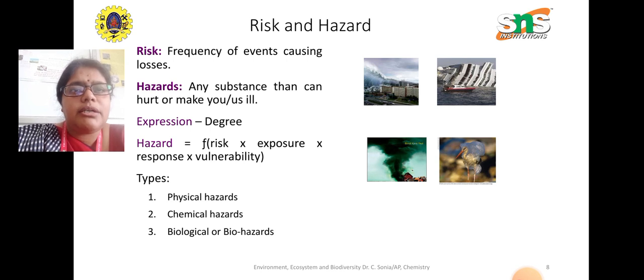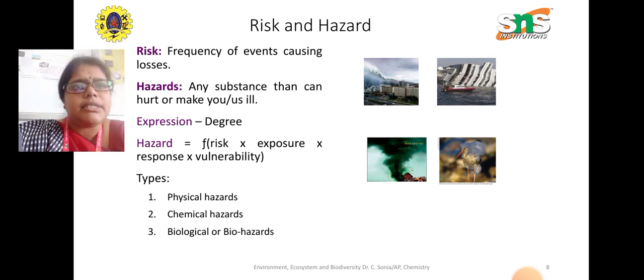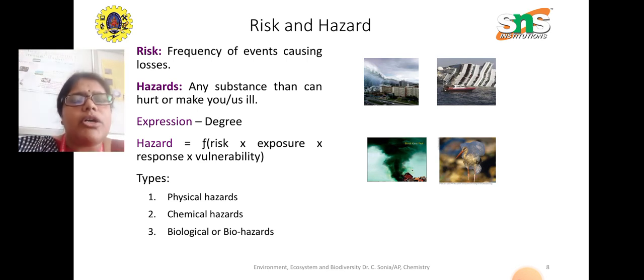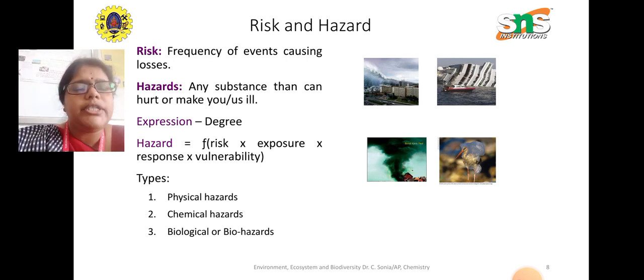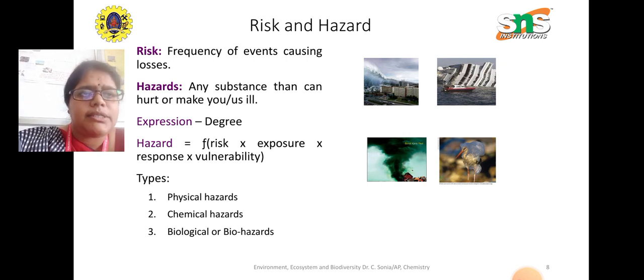So what is risk? A hazard is any substance that causes harm, and risk is the substance which causes the harm together with how the substance affects us. Altogether, it gives the risk factor. So there are mainly three types of risk. They are physical hazards, chemical hazards, and biological hazards or biohazards.